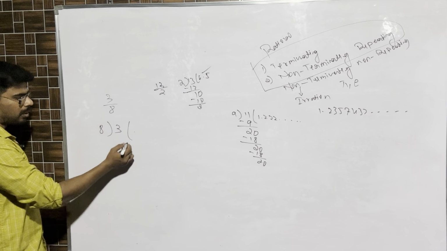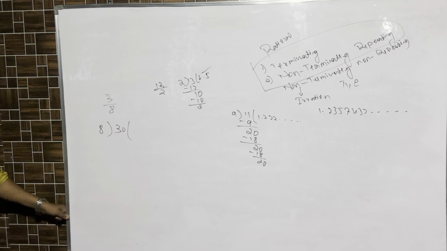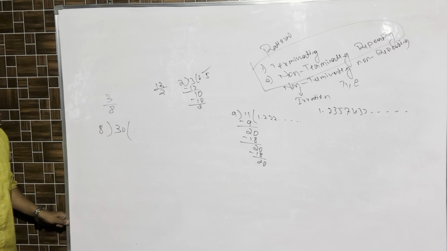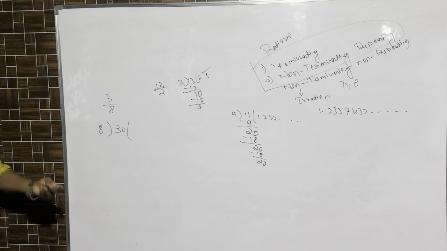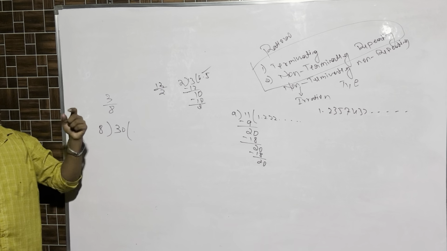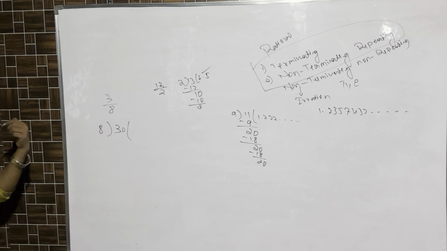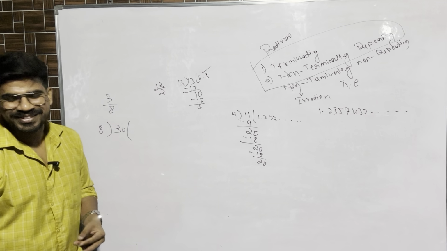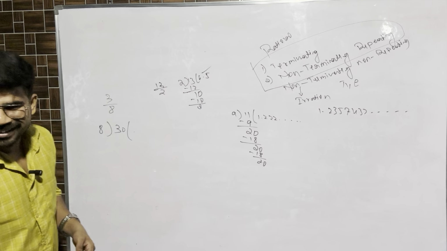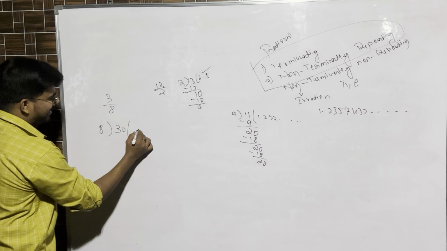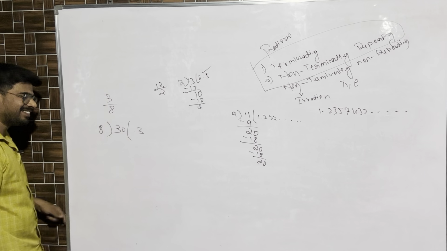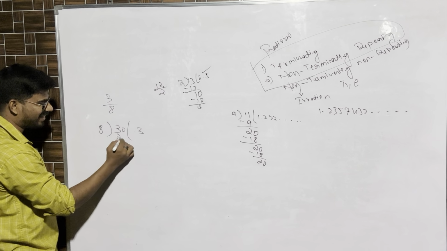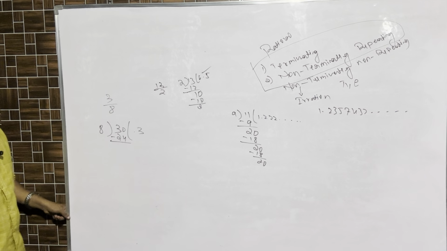That's why we put a point and take a 0. Is 30 there in 8's table? No, it is not. 8 3s are 24 is the right answer. We do not have 30, so we take the number which is lesser than 30. 8 3s are 24. After subtracting, we'll have 6.